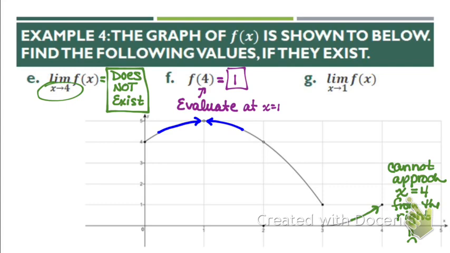Does it have a limit? Does it have a y value that it's getting closer and closer to on both sides? 5. So my limit here is 5. It does not matter that we can't ever arrive at x equals 1. What matters is, am I approaching? Am I getting closer to that output from either side?